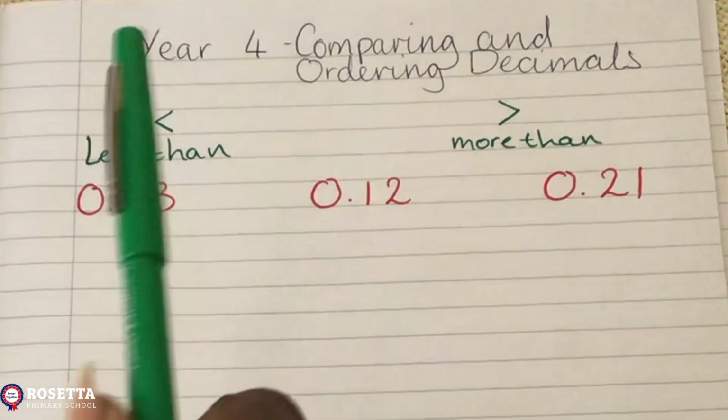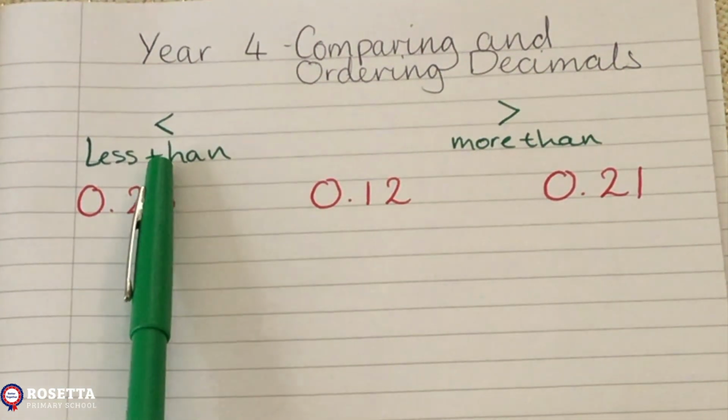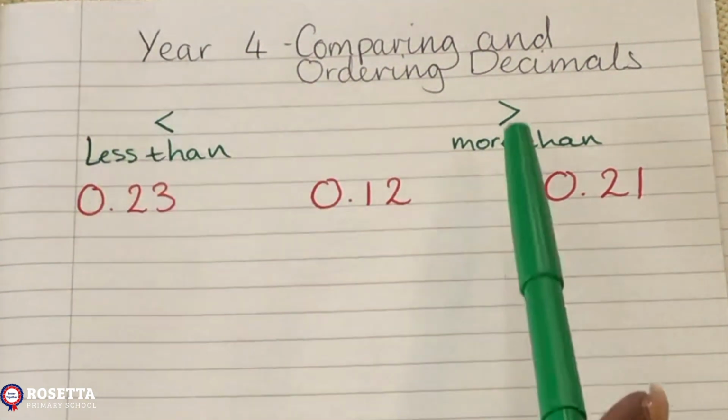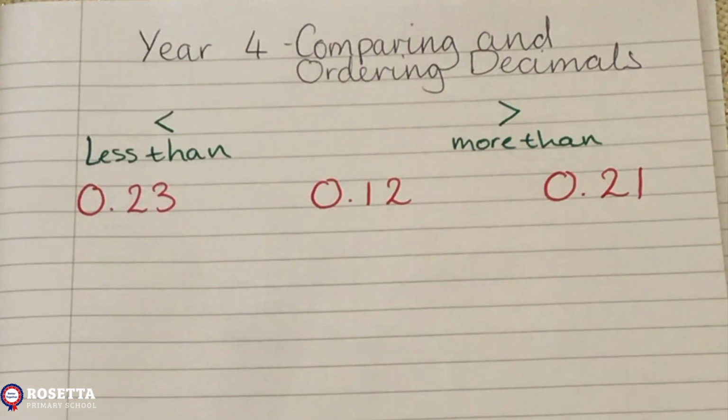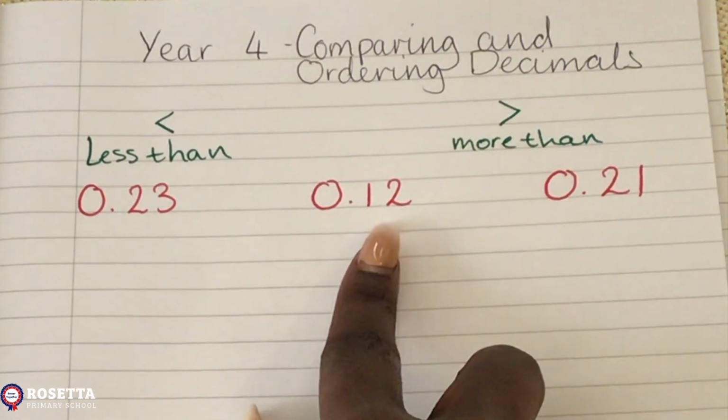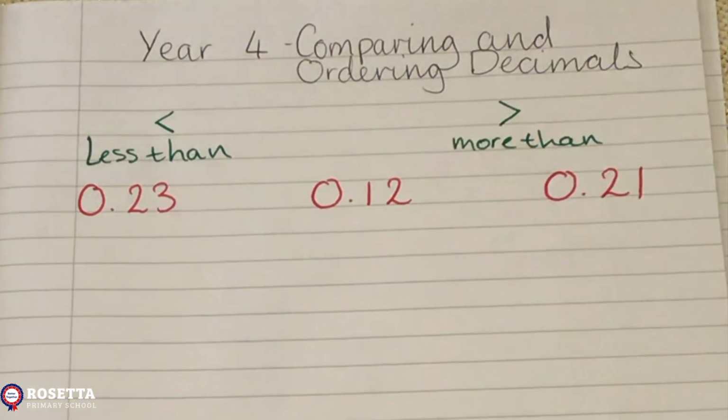Just a quick reminder of what these two symbols mean. We've got this one here, which means less than or smaller than, and then this symbol which means more than or greater than. And we've got three decimals. We've got 0.23, 0.12 and 0.21.